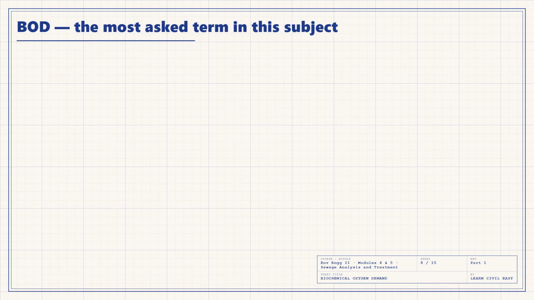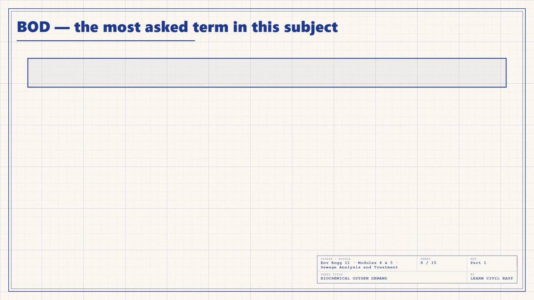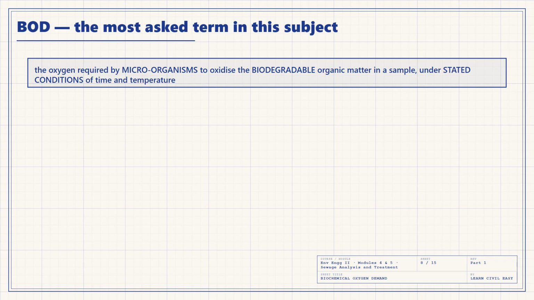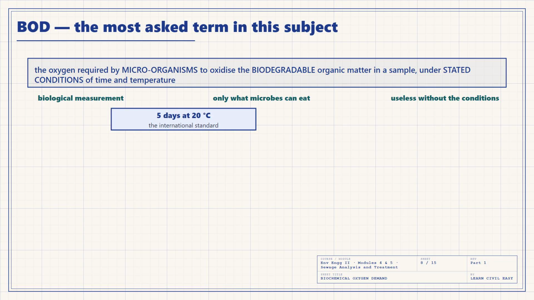Now, the single most asked term in this subject, biochemical oxygen demand. BOD is the quantity of oxygen required by microorganisms to oxidize the biodegradable organic matter in a sample, under stated conditions of time and temperature. Three phrases in that sentence are doing work. Required by microorganisms, so it is a biological measurement. Biodegradable, so anything the microbes cannot eat is invisible to the test. And under stated conditions, because the number means nothing without them.